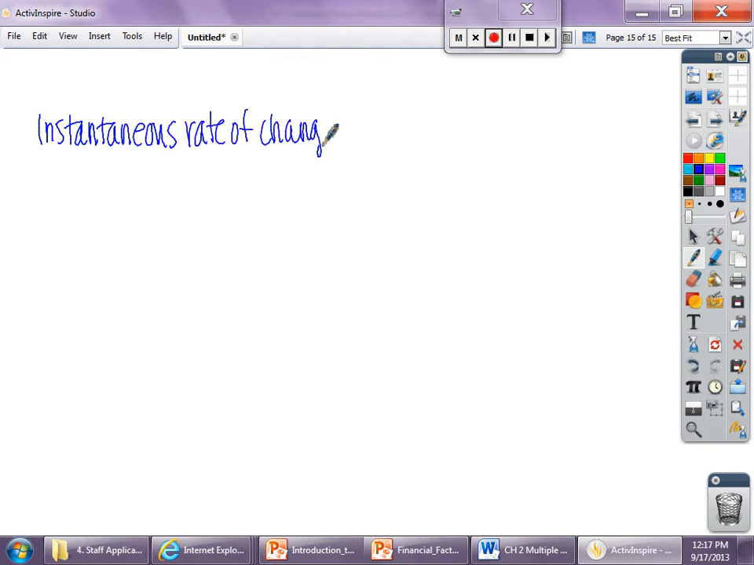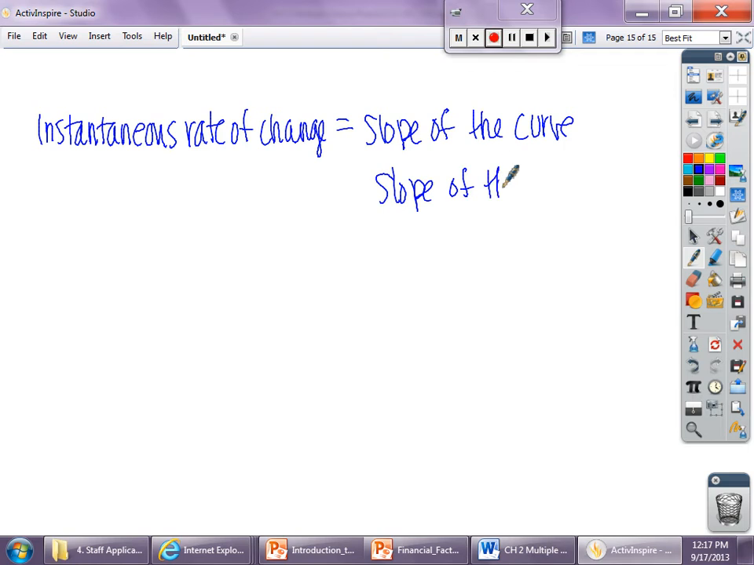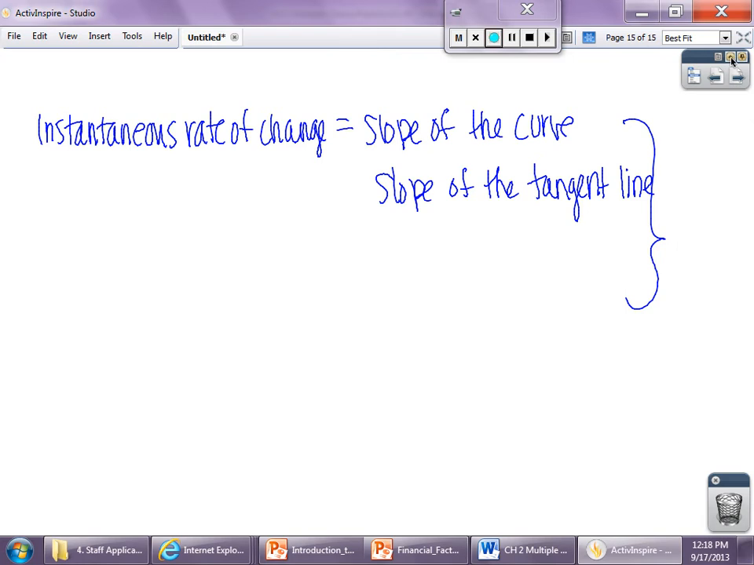So, instantaneous rate of change is the same thing as the slope of the curve, the slope of the tangent line. And what's key about this one is that it's at one point. Those are all vocab words you know. These are all things that you should have seen. These are all the things that better go into your foldables.